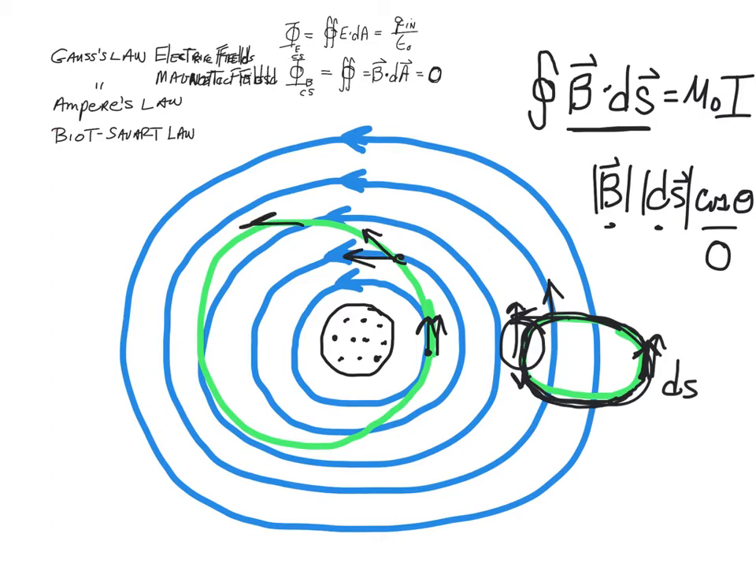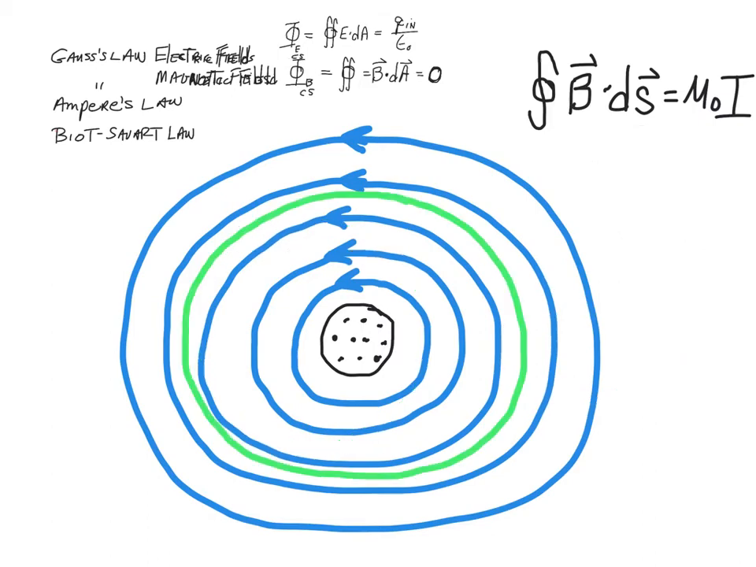Now we have to know this angle, and so on. Here's a ds, here's a B. So there are all these different angles. This line integral would be very challenging to calculate. So what we do is we choose a loop that's going to be easy to do the integral. And what would that be? That would be a loop that follows the symmetry of the magnetic field. So logically it makes sense to choose a loop which is a circle, which follows the field around.